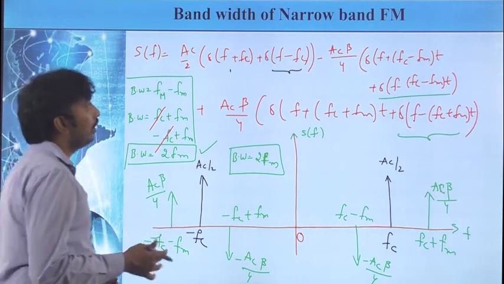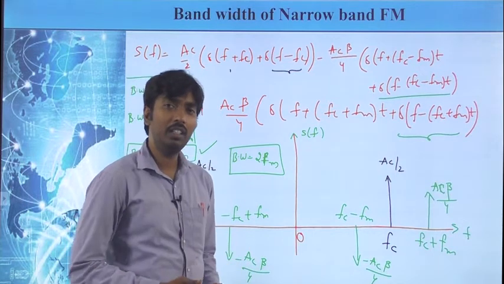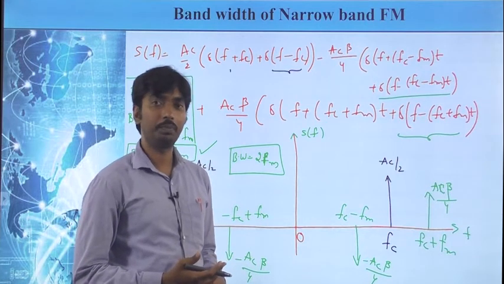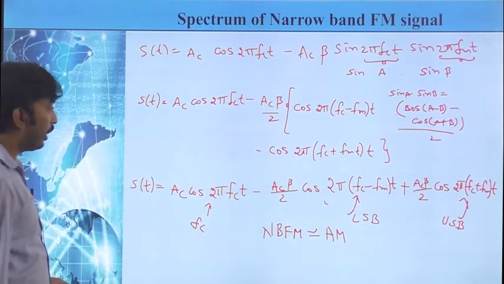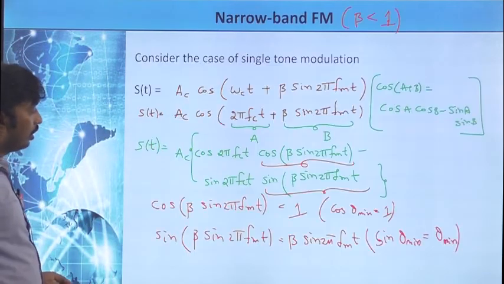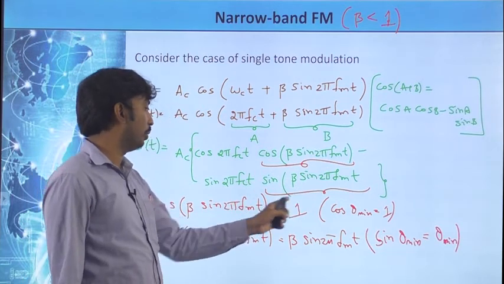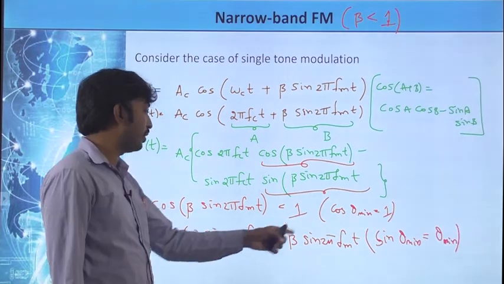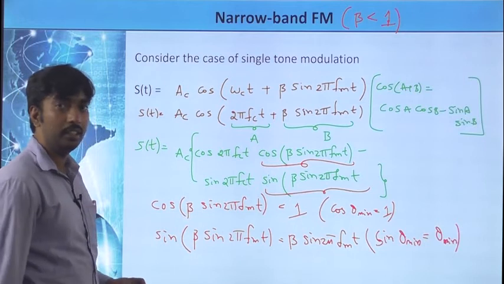Now we will see the drawbacks of narrowband FM. Why is narrowband FM not most popularly used? One thing is we have taken an approximation. We have approximated cos of beta sin 2 pi fmt equal to 1, and sin of beta sin 2 pi fmt equal to beta sin 2 pi fmt. We have approximated, right?